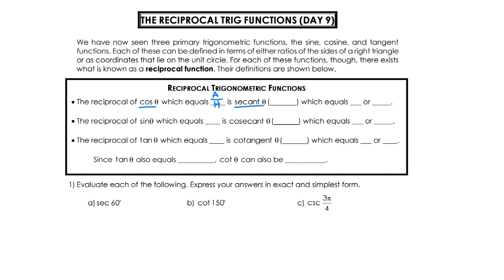They're going to abbreviate it SEC, so secant theta, which is going to equal your hypotenuse side on top and your adjacent side on the bottom, or we can also do 1 over cosine theta. So if you do 1 over cosine theta, that is a way of flipping a fraction.